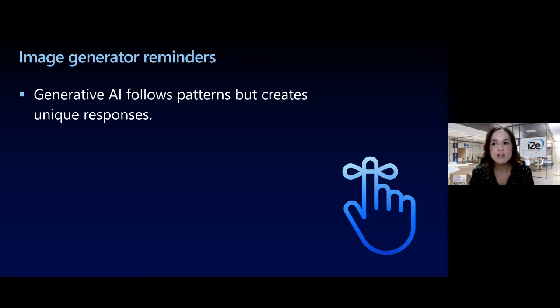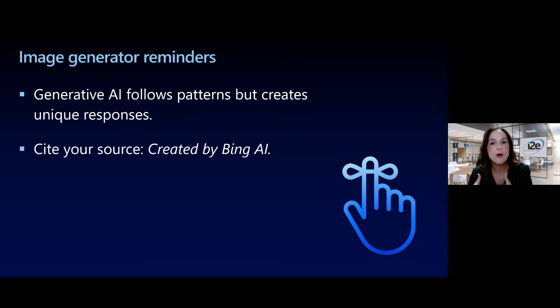One of the things that you can do to help with this process is to source where you got that information. So you might say it was created with Bing AI, or it was created by Copilot, or created by Microsoft Designer, because these are now images that are owned by you if you created them, but they were generated by something else.